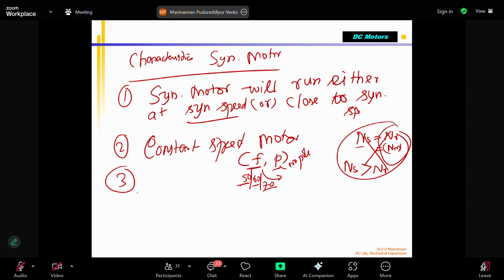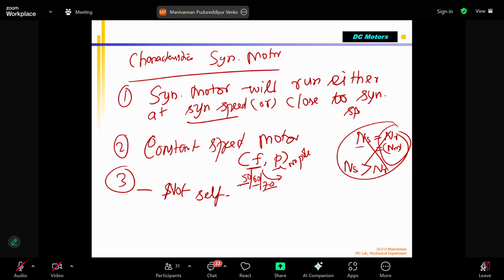Correct? It is not self-starting. It cannot start itself. You give the stator 3-phase supply and the rotor a DC voltage, and the motor will not run. What you have to do is put in an additional mechanically coupled motor. The rotor will be coupled to a small motor we call a starter motor, and you have to run it such that the starting motor speed is the same as synchronous speed.